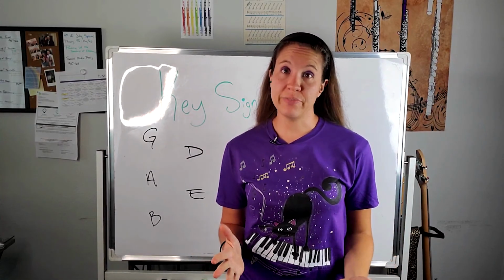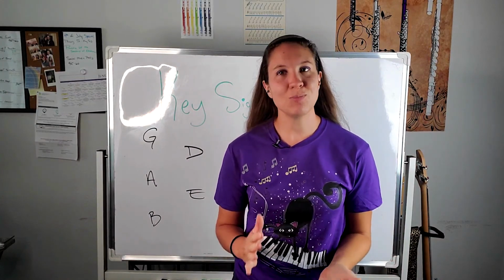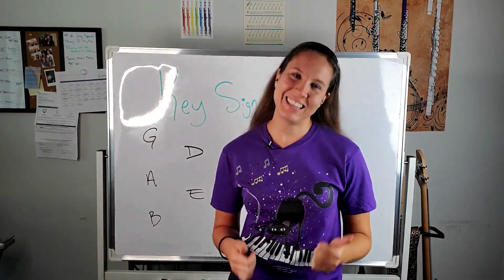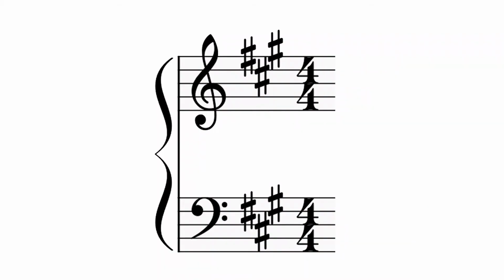It's very similar to the flats. Just like the flats, the sharps will also remain in order. Okay, let's look at the next one. How many sharps are in this key signature? 3. What are they? F sharp, C sharp, and G sharp.